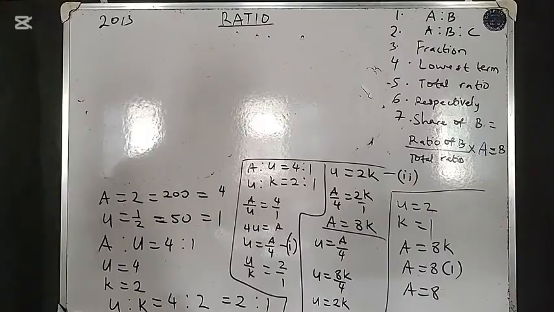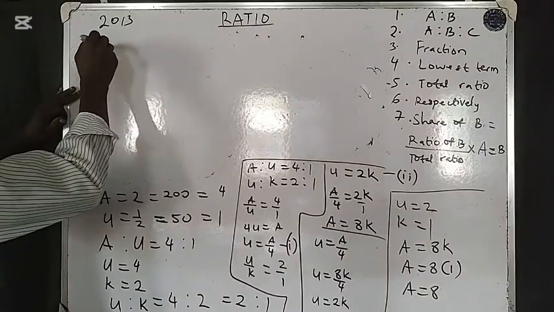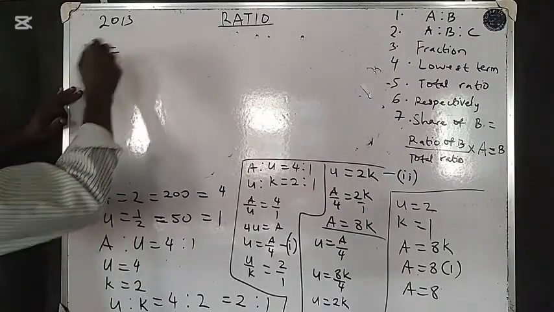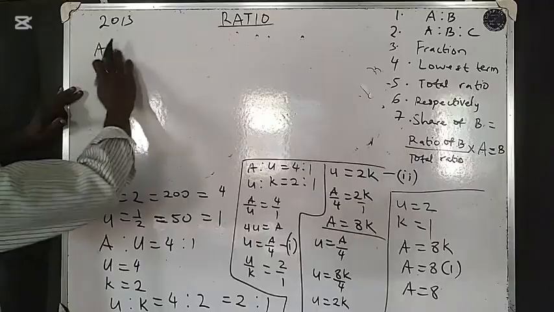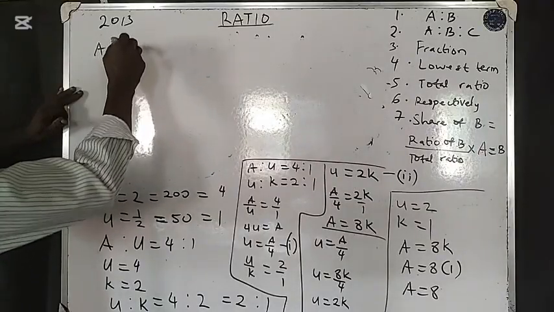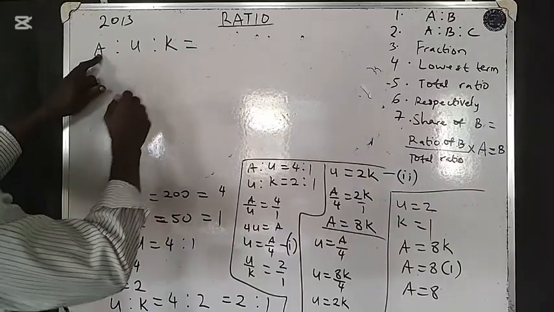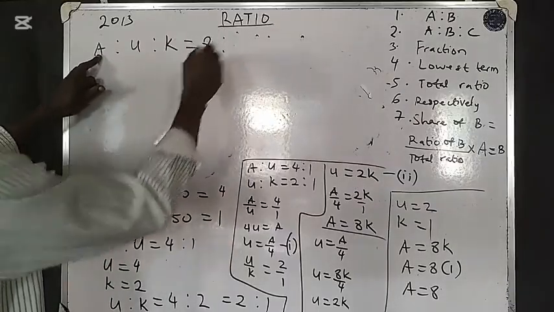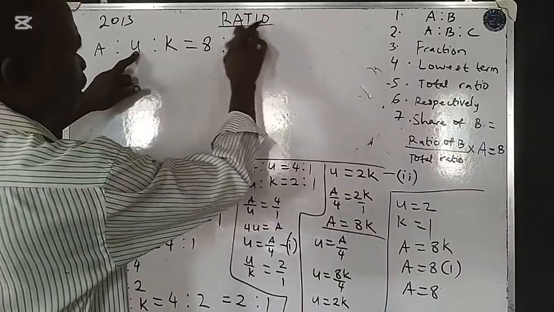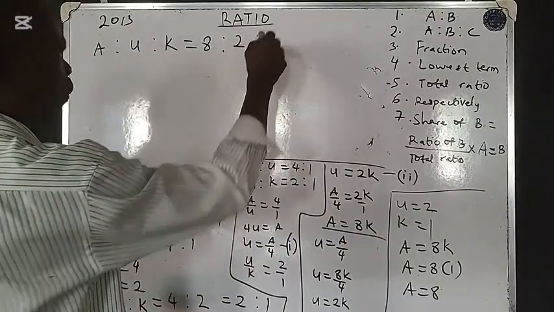So we have known the ratio of the first person, Shaka. Who is Shaka that time? Who is A? Salem, right? Salem ratio, what? Ratio Sunday, ratio Shaka, right? Equals to 8 ratio U. U is the 2, right? Then the last person is K, and K is 1.